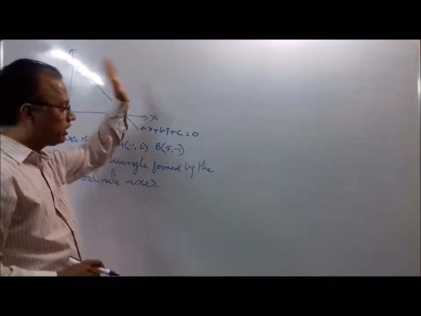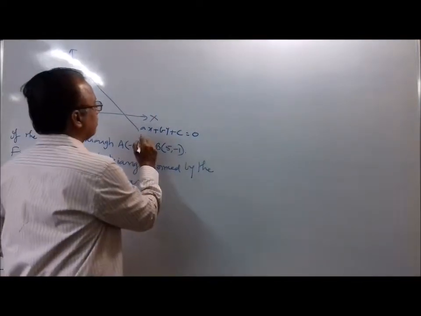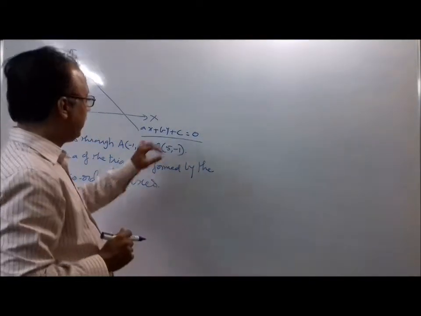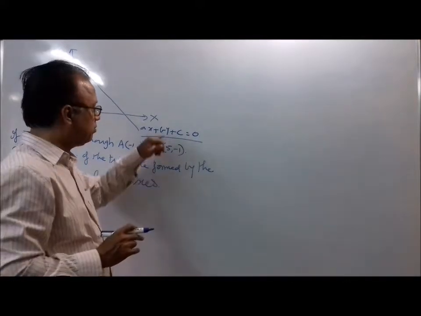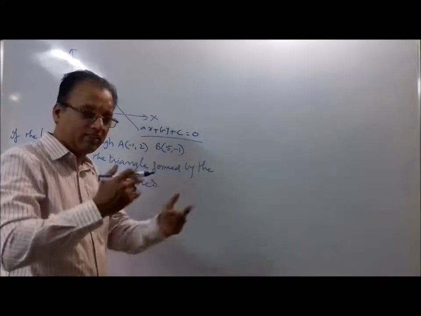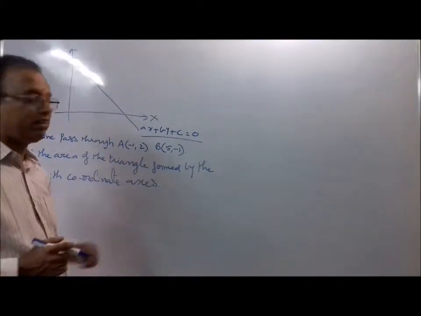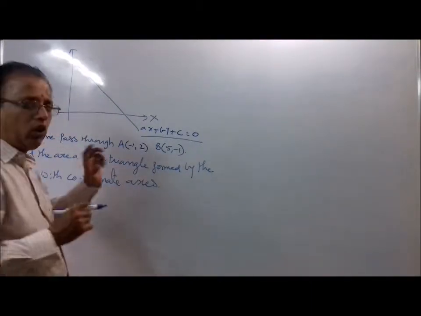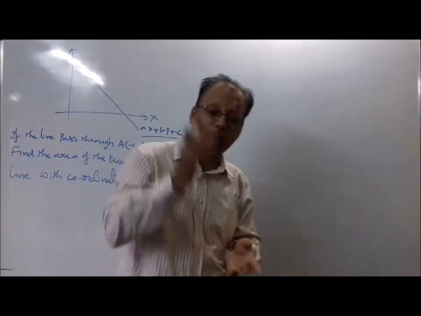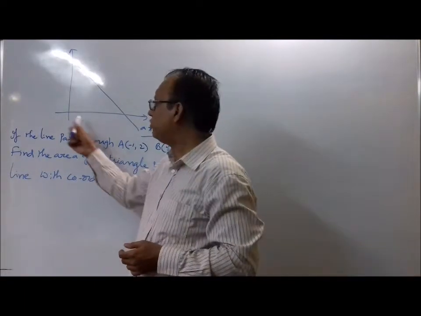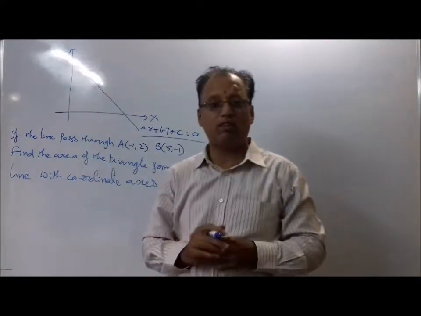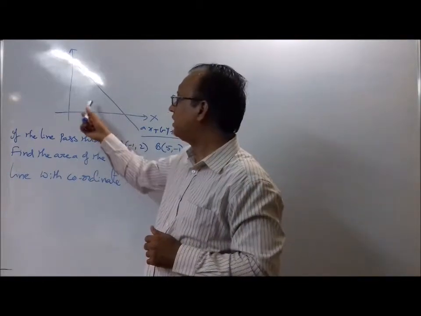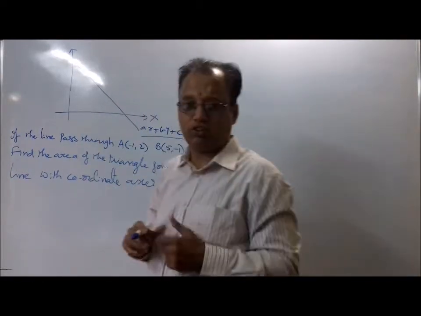See, the general form of the line is ax plus by plus c equal to 0. Now consider the area of the triangle formed by this line with the coordinate axes, the x-axis and y-axis. The area of the triangle is half base into height, right? Otherwise you can use the three-point formula with x1 y1, x2 y2, x3 y3; the area of the triangle formula is there. Any method you can do. So let us find out the area of the triangle.